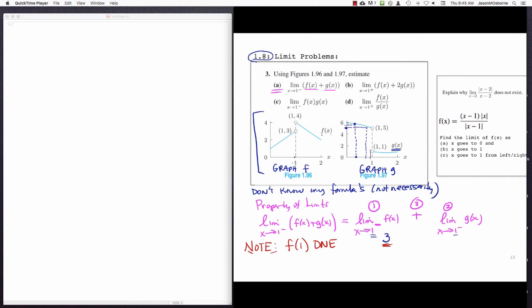And the closer and closer we get to 1, it looks like we're getting closer and closer to this value, 5. Okay, and again, note that g of 1 does not exist. So the limit from the left can exist, but the function does not have to exist. Okay, and now we can put these two steps together. The limit of the function f plus g as x goes to 1 from the left is equal to 8. Okay, so that would be the answer to this problem.